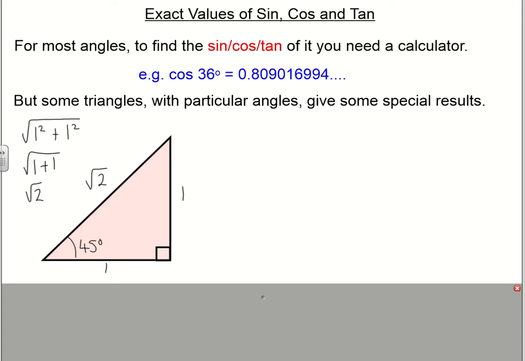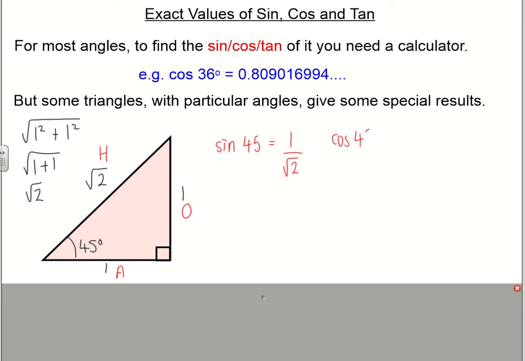Now, to use sine, cos and tan, that's trigonometry, I need to label these sides O, A and H. So here's my hypotenuse, here's my opposite, and here's my adjacent. If I go in the order that you get them on a calculator, so sine 45, sine is O over H. So O is 1 and H is root 2. So 1 over root 2.